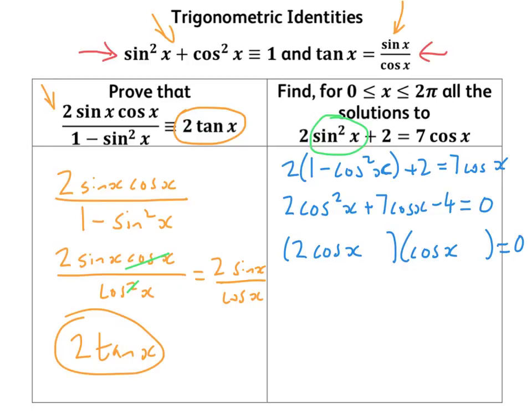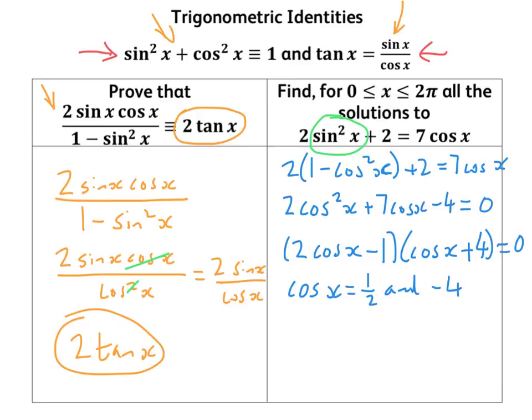Basically, I'm looking for two numbers that multiply to make minus 4 and add to make plus 7. So I reckon the 4 is going to go over there, and it's going to be positive. 2 times 4 gives me 8, take away 1 is 7. So I've got cos of x equals a half and negative 4.